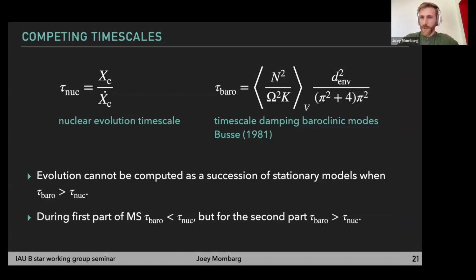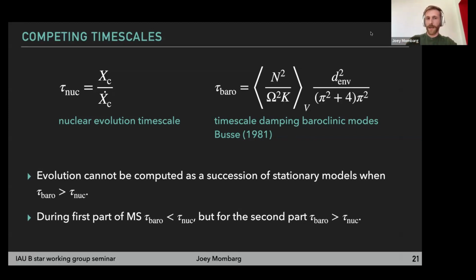The evolution of these stars is driven by two competing timescales. On one hand, we have the nuclear evolution timescale, the timescale on which the hydrogen mass fraction inside the core changes. This sets the expansion rate of the star. On the other hand, we have the timescale on which baroclinic modes are being damped. This gives you the timescale on which angular momentum transport can take place, and it depends on the Brunt-Väisälä frequency, the rotation profile, thermal diffusivity, and the width of the radiative envelope.